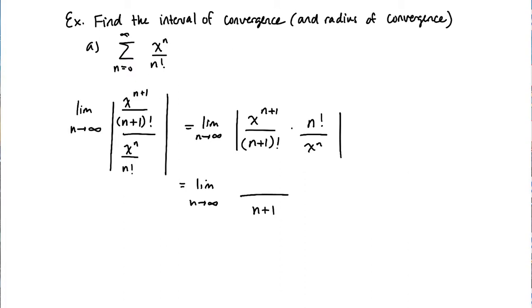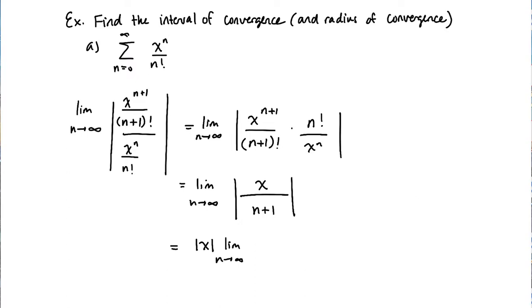And our x to the n plus 1 over x to the n will simplify to just give us a single x. Okay, again, keeping that in the absolute value bars. And now we're going to remember that this has an n part and an x part. And the x part is independent of the limit. So I'm going to pull the absolute value of x out.